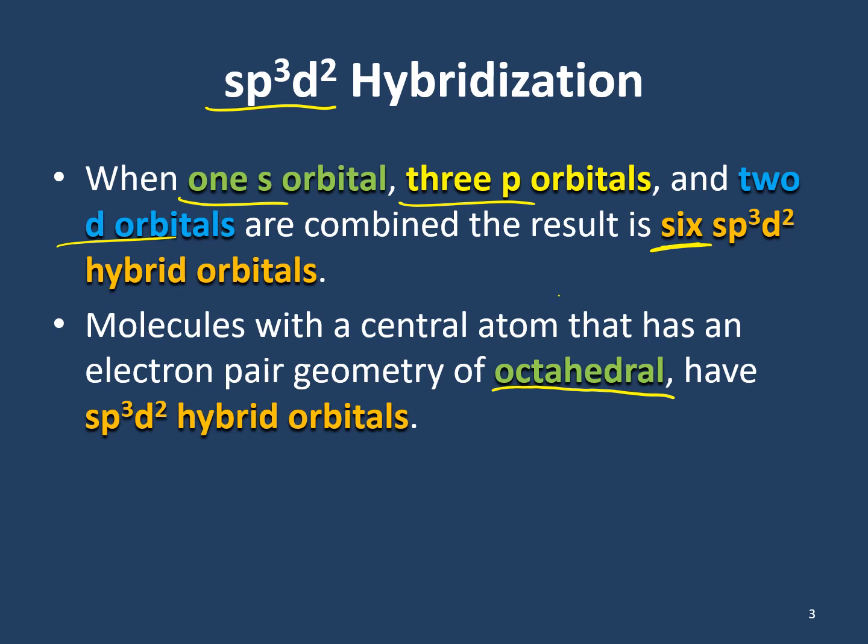That's the last type of hybridization, so let's just take a second to go over all of them. sp hybrid orbitals occur when our electron group geometry is linear. sp2 occur when our electron group geometry is trigonal planar. sp3 occur when our electron group geometry is tetrahedral. And sp3d occur when our electron group geometry is trigonal bipyramidal. sp3d2 occur, like we're showing here, when we have an octahedral. And so that's all of our hybridized orbitals. So let's do some example problems.